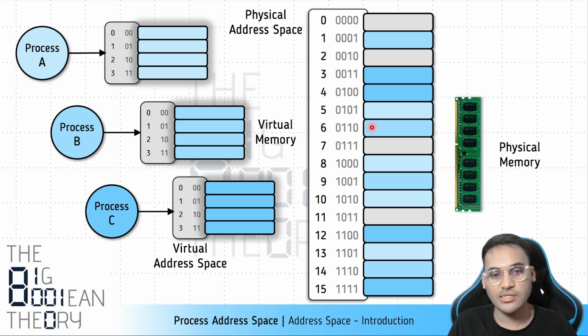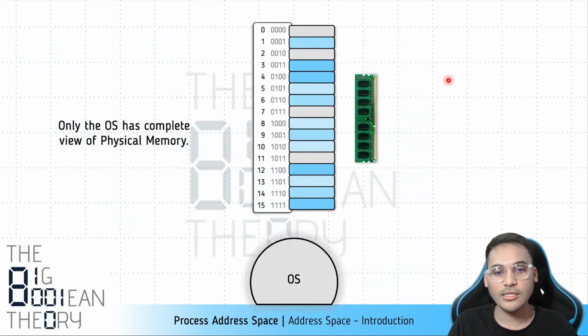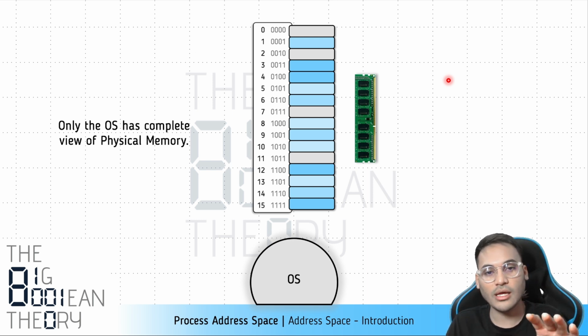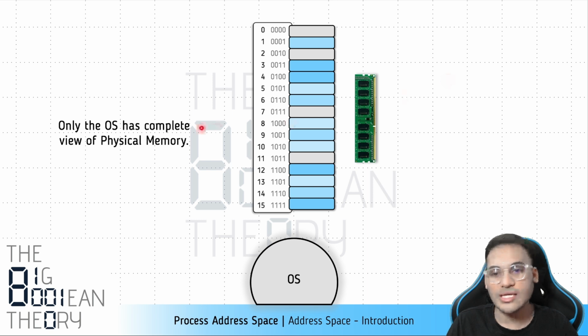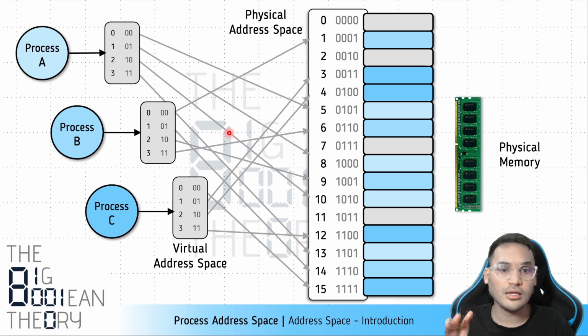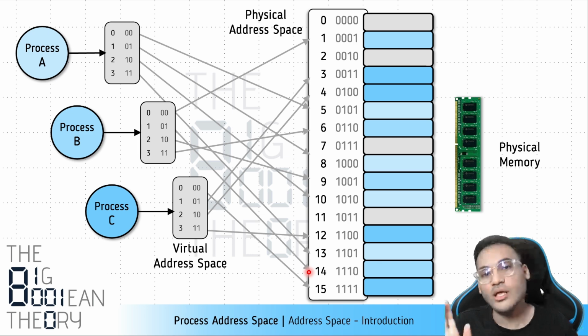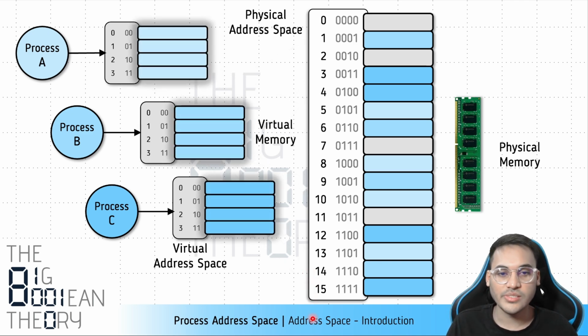Now let us see some more points about virtual memory. Basically, now I want to talk about how the memory looks from the perspective of the operating system and then from the perspective of the process, right? As you can see, only the operating system has a complete view of the physical memory. The operating system knows that the actual memory, the physical memory, is 16 bytes long, right? And it contains the data of all the processes, and only the operating system knows where the data for each process is. Basically, all of these mappings are created and maintained by the operating system. It has the complete access. Only the operating system has complete access over this physical address space.